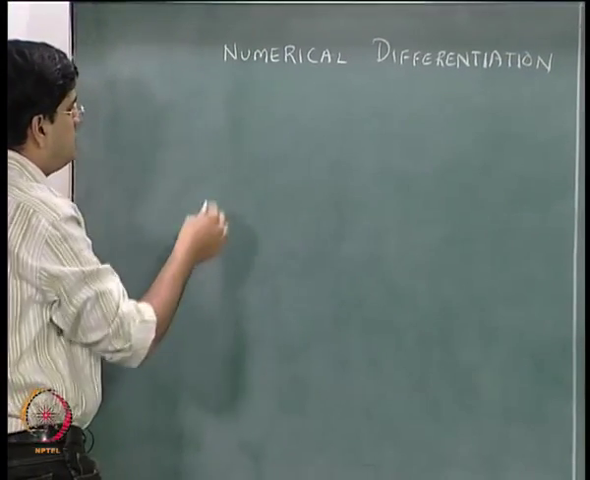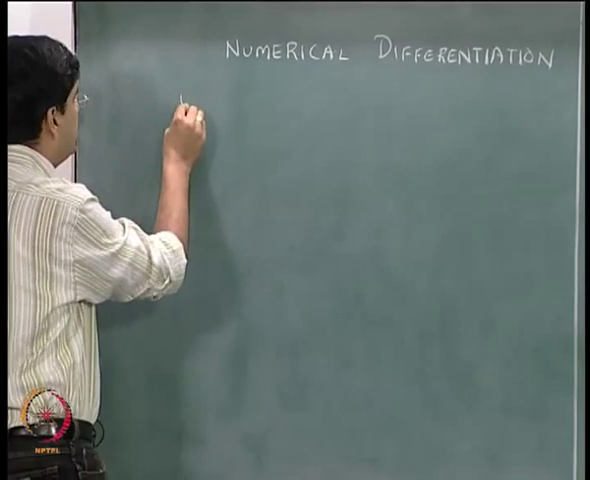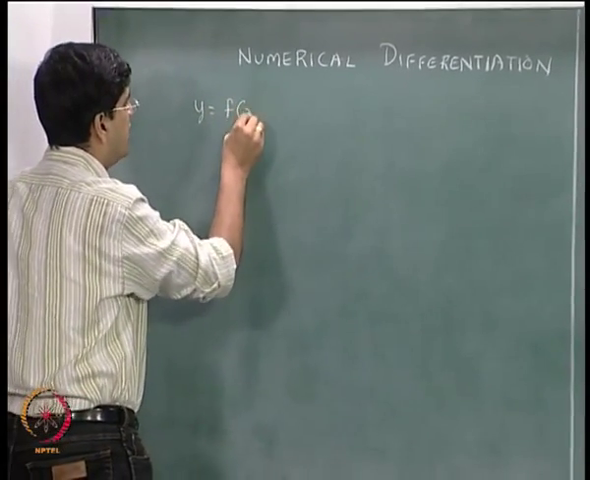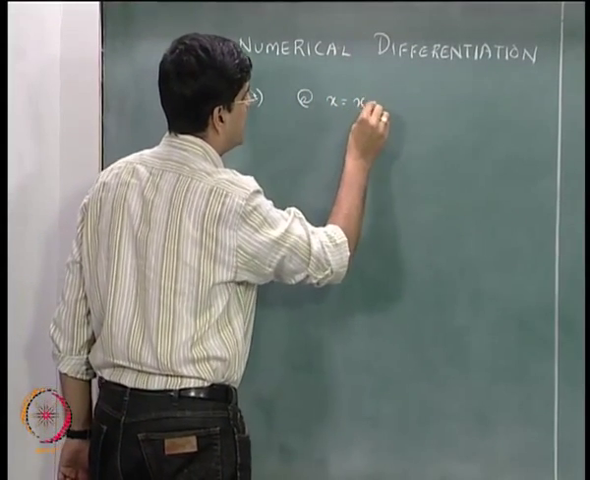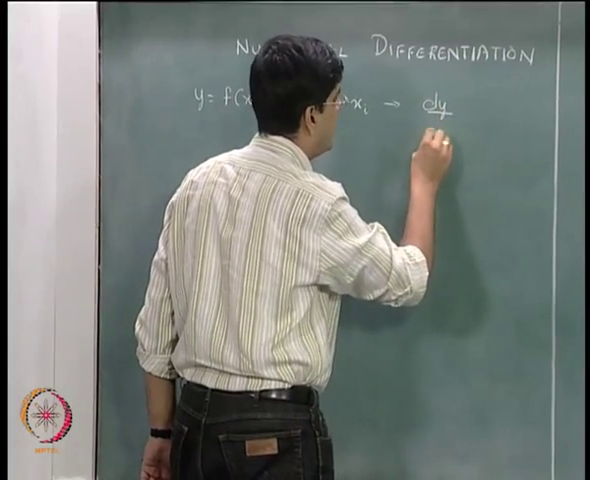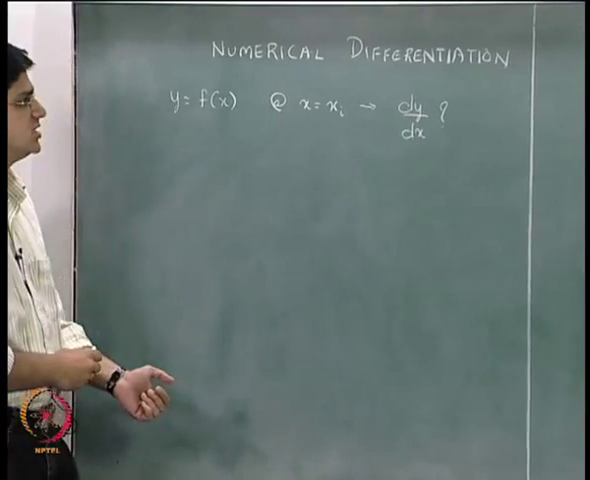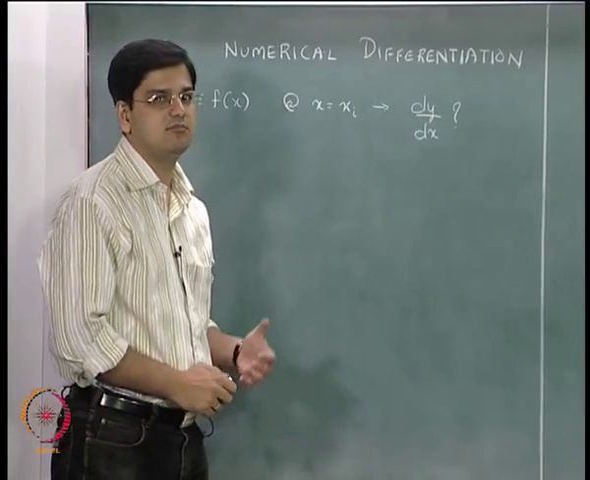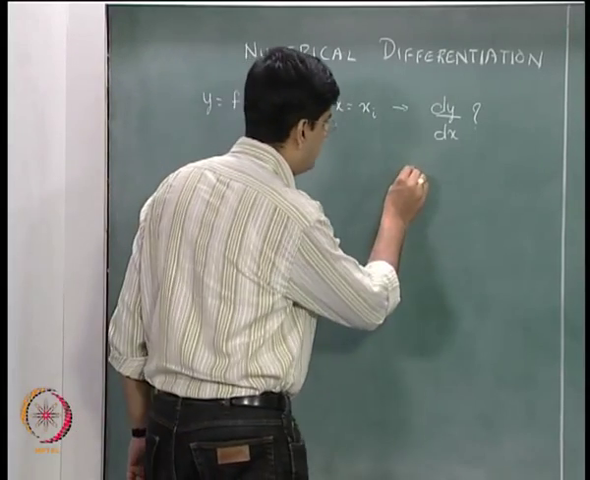So at any point xi we want to find dy by dx, say y equal to some function f of x, at x equal to some xi we want to compute dy by dx. That is the question that we are trying to ask ourselves. Dy by dx is nothing but the slope of the curve f(x) versus x at value xi.